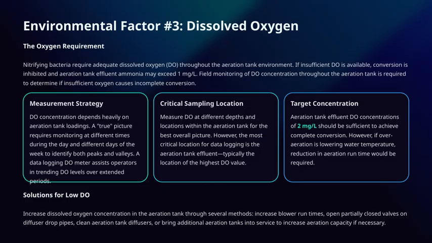And if DO levels are low, there are several ways to improve the situation. We can increase blower runtimes, open partially closed valves on the diffuser pipes, clean the diffusers to ensure proper oxygen transfer, or even bring additional aeration tanks online if necessary to boost capacity. All of these strategies help ensure that the nitrifying bacteria have the oxygen they need to do their job efficiently, which ultimately supports the overall process performance.